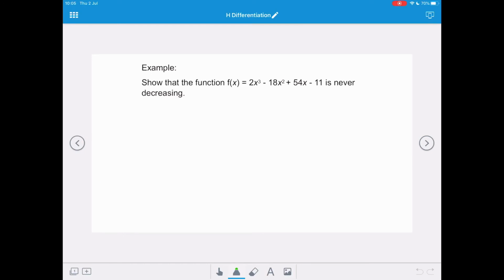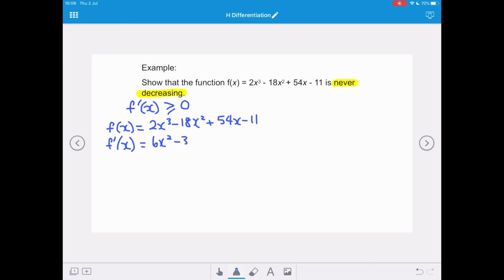Now in our final example, we want to show that the function f(x) = 2x³ - 18x² + 54x - 11 is never decreasing. So we know that the condition of our derivative for a never decreasing function will be one where it is greater than or equal to 0. So the first thing we do is take our function, 2x³ - 18x² + 54x - 11, and differentiate it with respect to x, and that gives us 6x² - 36x + 54, and our inequality is greater than or equal to 0.